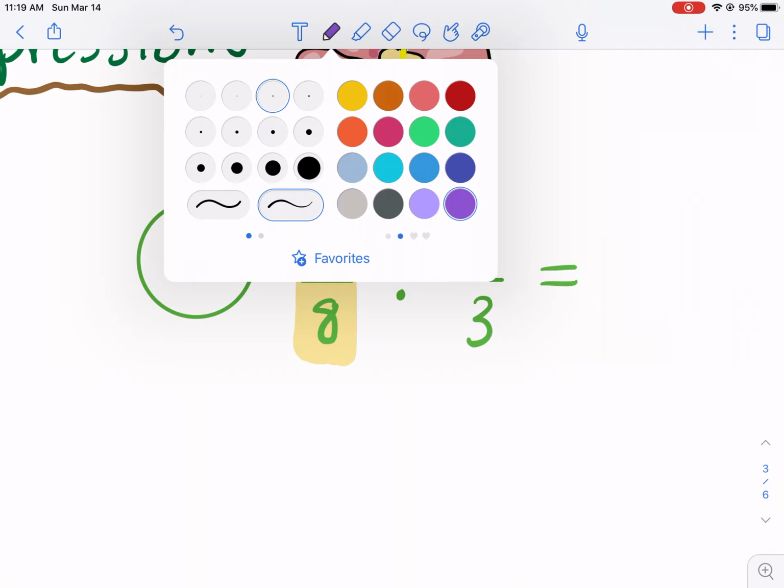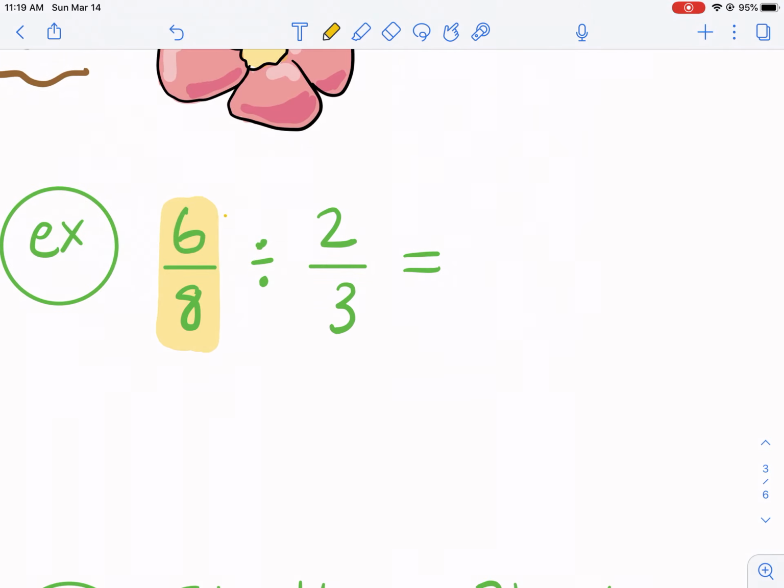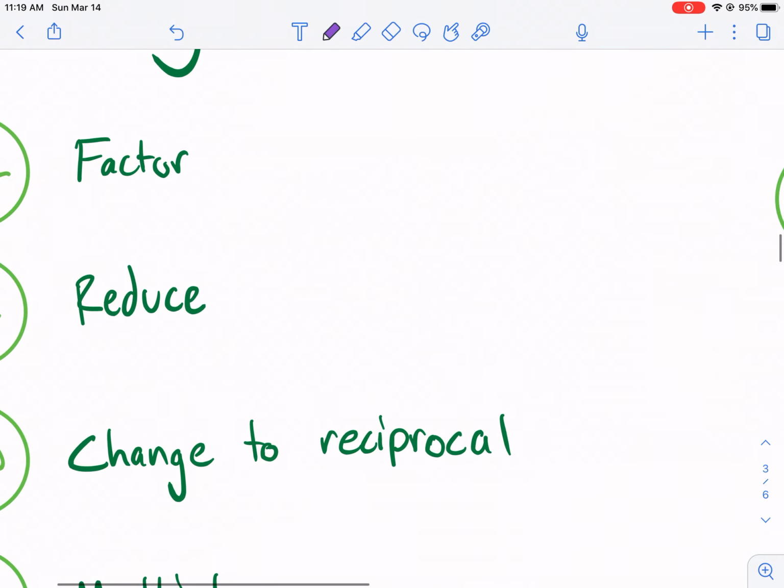So I'm going to rewrite this problem. First off, let me identify what I can reduce by. I can divide both the top and bottom by 2. So I'm going to rewrite this as 3 over 4 divided by 2 over 3. Okay, so that's my rewritten expression that's reduced. Factor I didn't have to do, check, reduce, check.